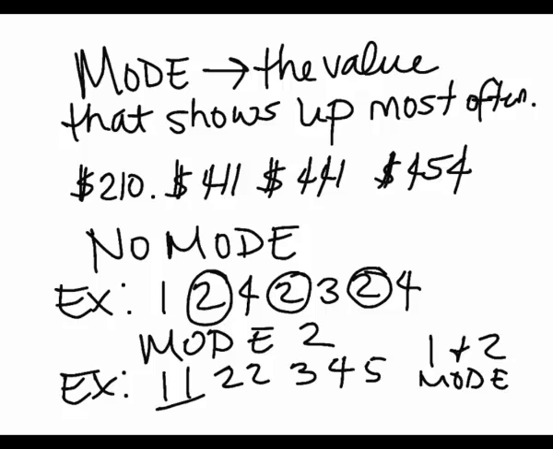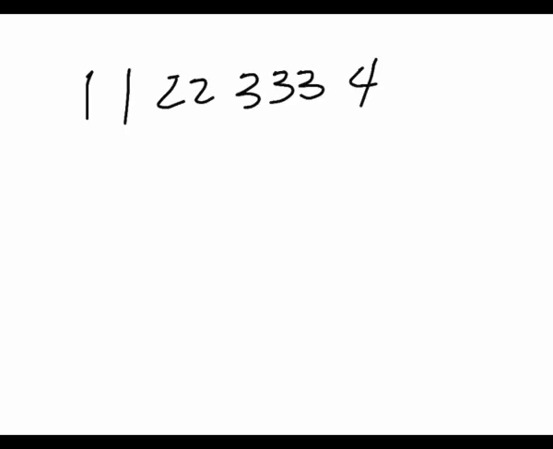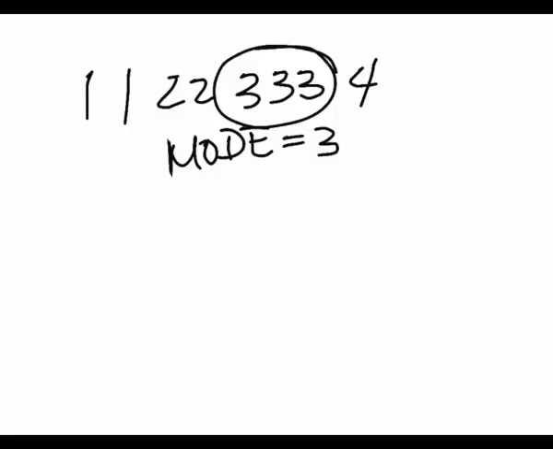Be careful with, let me show you something. If I had 1, 1, 2, 2, 3, 3, 3, 4. In this case, the mode is just 3. I know that 1 and 2 repeat itself, but remember, it's always the one that repeats itself most often. And if there's a tie, then it's bimodal, or it can even be trimodal, and so on, okay?